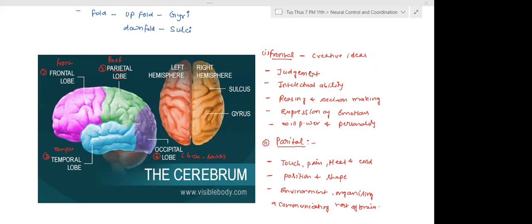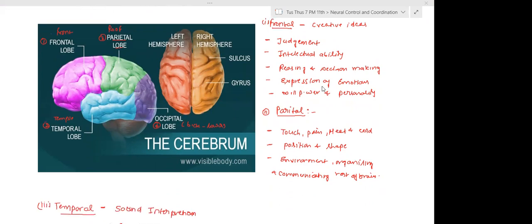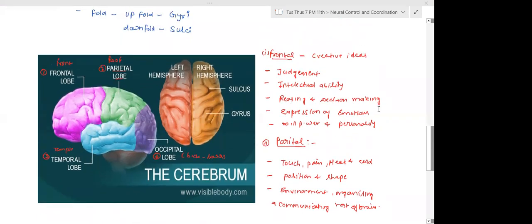When we see something, when we take any problem, the judgment is taken by the frontal. Then your intellectual capability, this intellectual ability, is given by the frontal. Then reasoning and decision making, right? Reasoning means when you do anything logical, you play chess, you play any logical game, sudoku and all that. That is all reasoning and logical part, which is controlled by our frontal part, right?